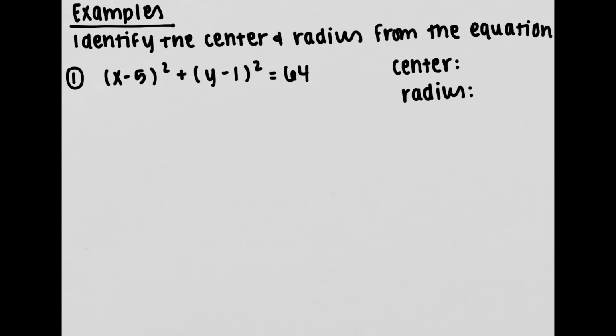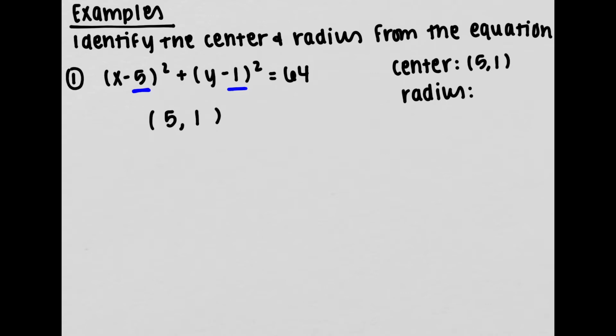The first equation I give you is (x - 5)² + (y - 1)² = 64. The first thing I'm going to look for is the center. Remember, your center comes from the number with the x and the number with the y. The easiest way is to pull it down into a point. Up here I have minus 5, so you want to think of the opposite. My x coordinate is going to be 5. For the y coordinate, I have minus 1, so the opposite is a positive 1. So I know my center is at (5, 1).